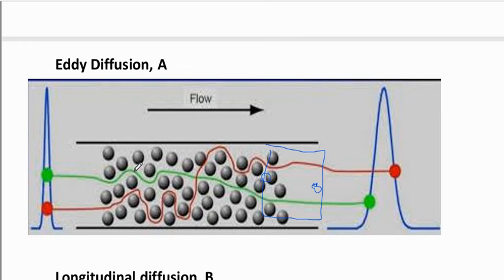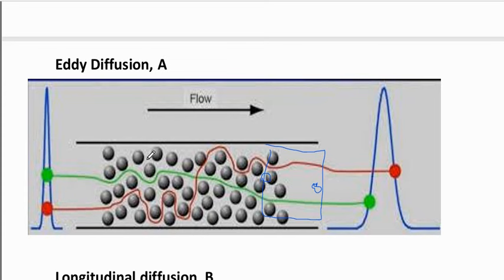Or if I have non-uniform packing, even if the particle sizes are even, but I have non-uniform packing, the atoms of the same compound will travel through different paths and get to the detector at different times. So when they get there at different times, it will lead to what? A broadening of the peak or a broadening of the band. So what causes factor A to occur is non-uniform particle sizes or non-uniform packing.